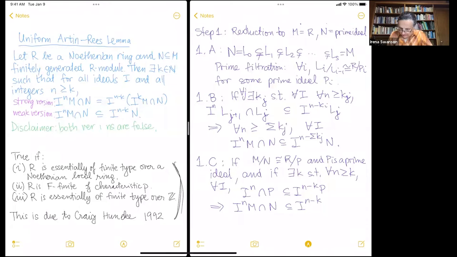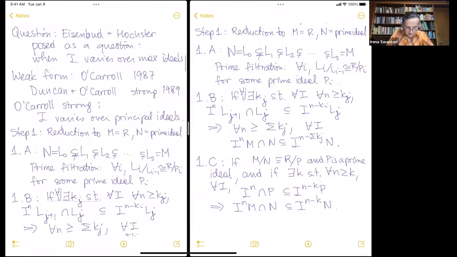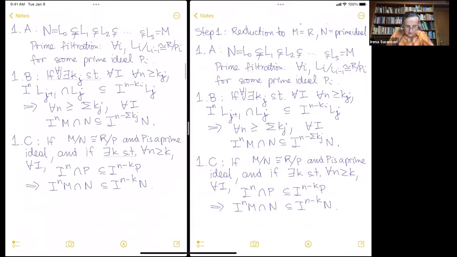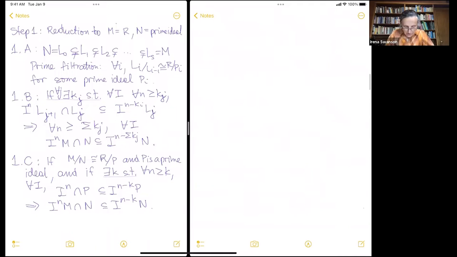That is supposed to be N. Okay. Yeah. So this is, I'll actually prove this. So I'm going to go up here. This is our reductions. Okay, so proof of 1C.